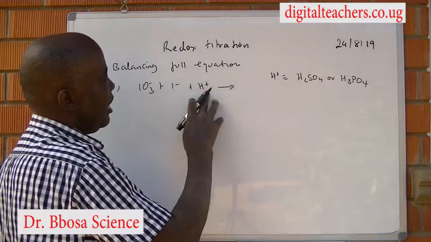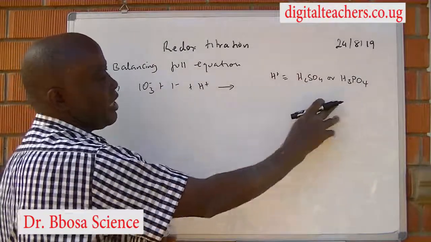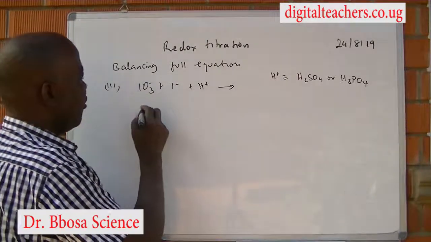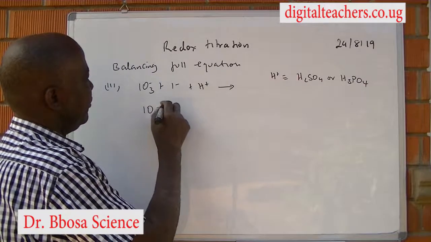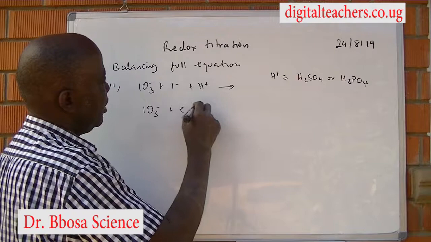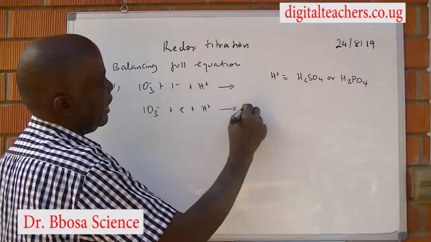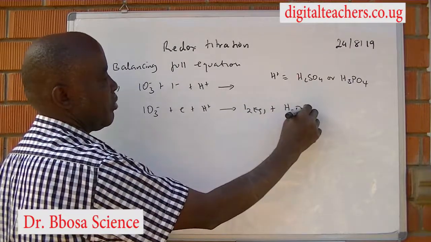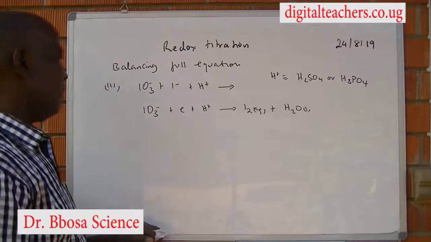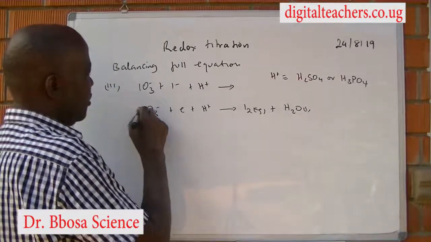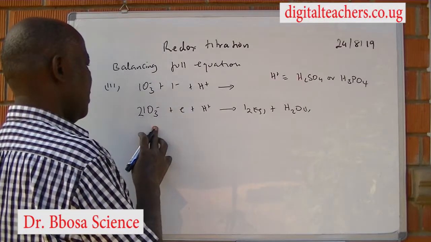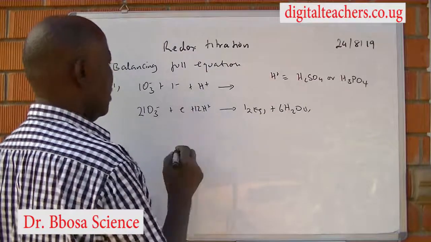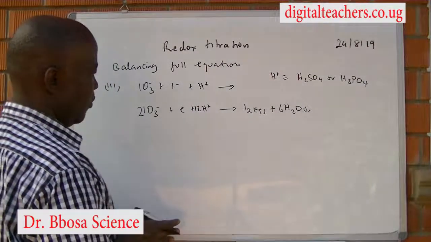acid, remember hydrogen ion here represents sulfuric acid or phosphoric acid. First write the half equation for iodate ion: IO3 minus plus electron plus hydrogen, we get iodine I2 aqueous plus water liquid. So here we have 2, so we put 2. Here we have 6 oxygen, so we put 6. This brings hydrogen to 12. So you put 12.